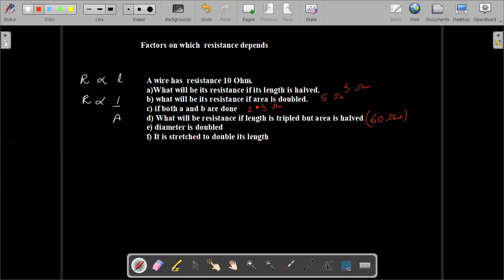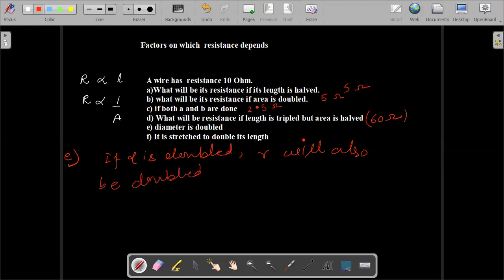Okay. See this question, E. Very important questions are these. So for the part E, we have: if diameter is doubled. So if D is doubled, the radius will also get doubled.